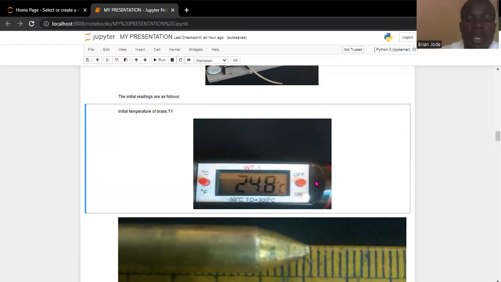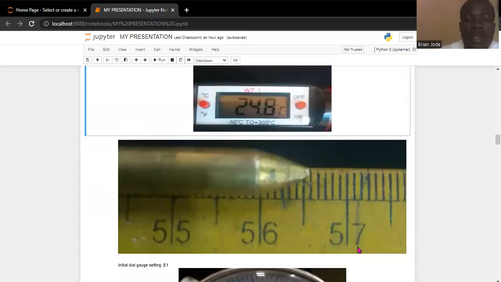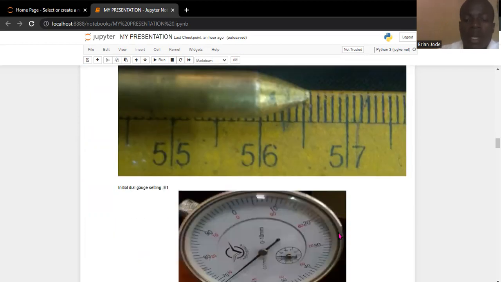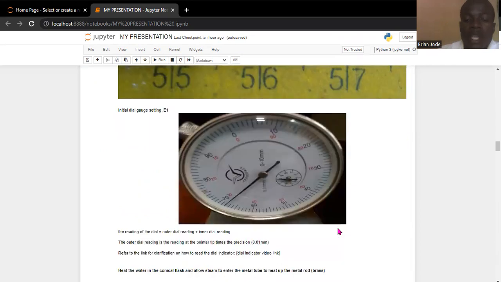Then the initial length of the brass material was also taken using a meter rule and indicated here. And of course, we also had the initial dial setting, that is before the heating process, as indicated here. So yes, you are supposed to take these readings and tabulate them.